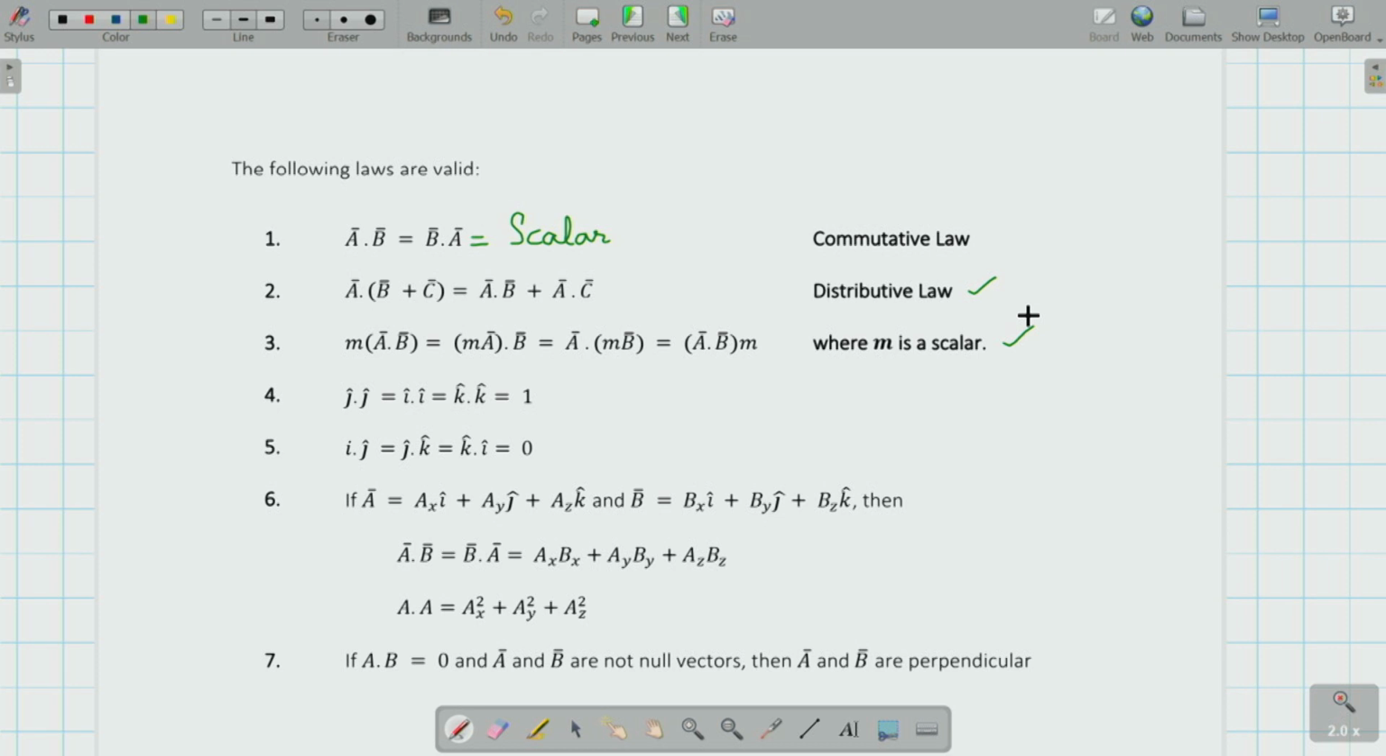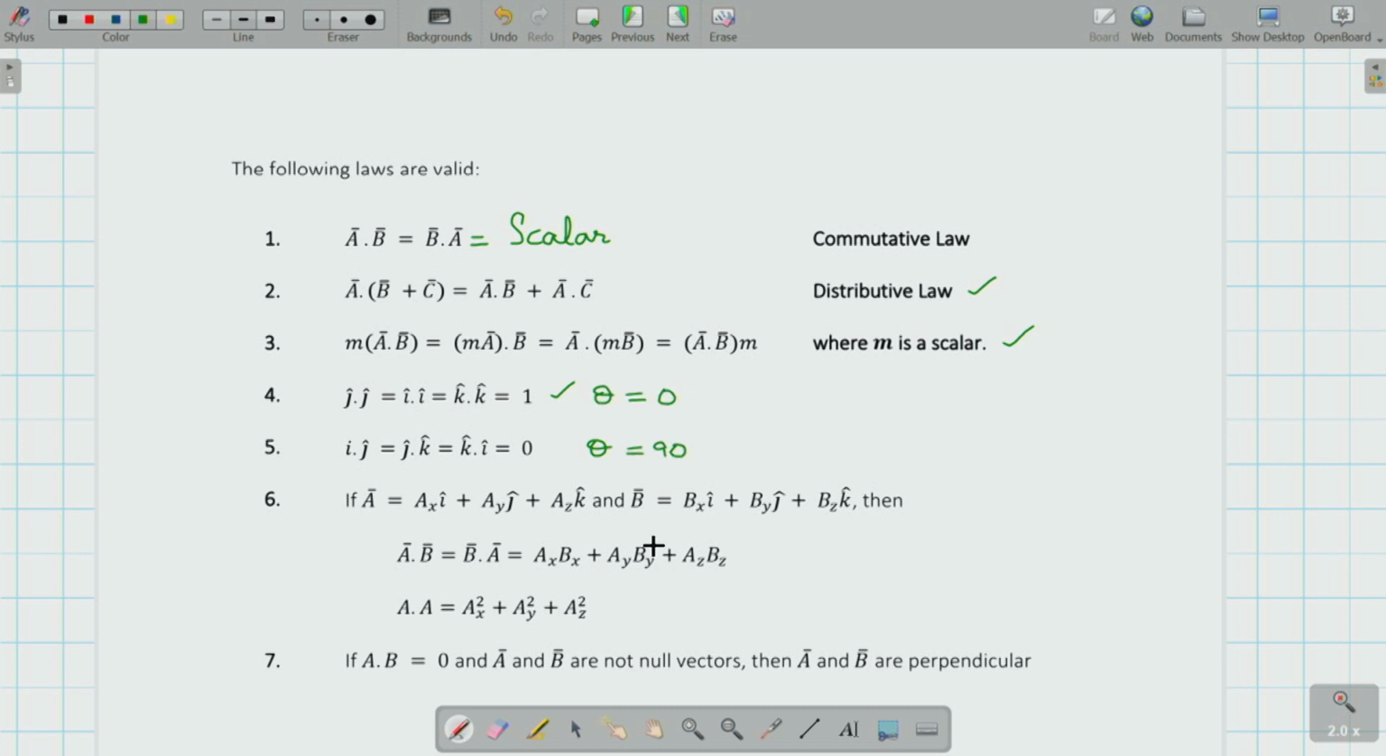When the vector is denoted in terms of its components i, j, k, i dot i is equal to j dot j is equal to k dot k, which is unity, because the angle between the two vectors is 0 and cos 0 is 1. While the product of i dot j, j dot k and k dot i is 0, because theta here is 90 degrees.